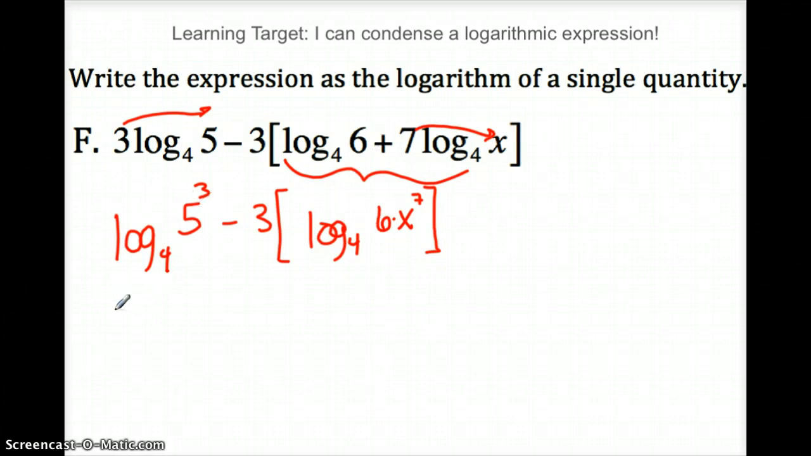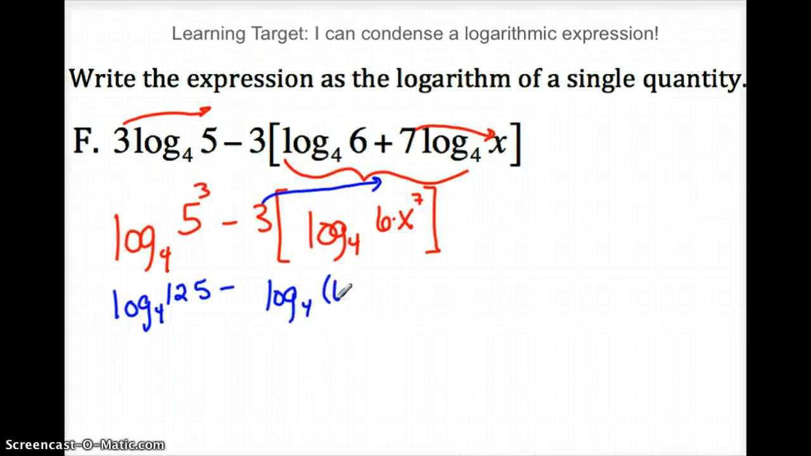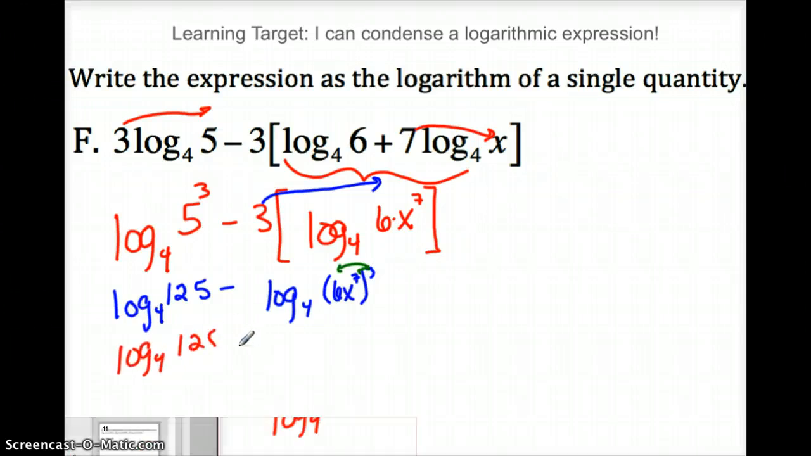Now, 5 cubed, well, that's just 125. But now why is this 3 here? It was a power on this quantity. So we're going to have log 4, the quantity, 6x to the 7, raised to that power of 3. The 3 on the outside of those brackets, we've got to bring it back as a power now. Now we want to distribute this cube to the 6 and to the 7. So we're going to have log 4, 125 minus log 4. 6 cubed is 216.